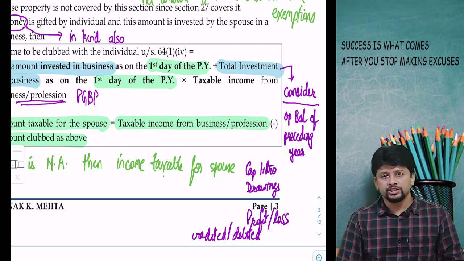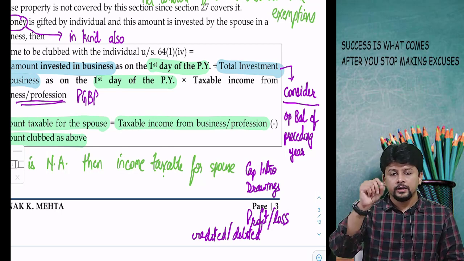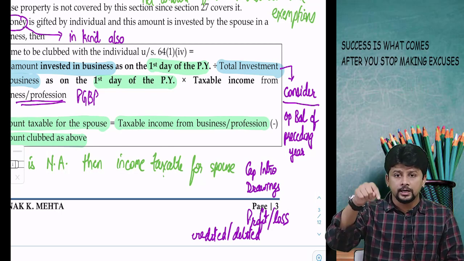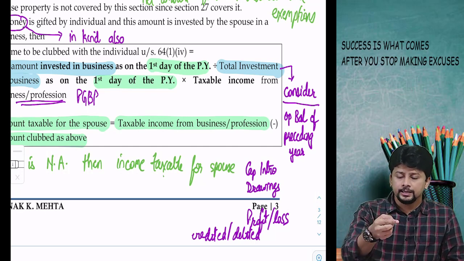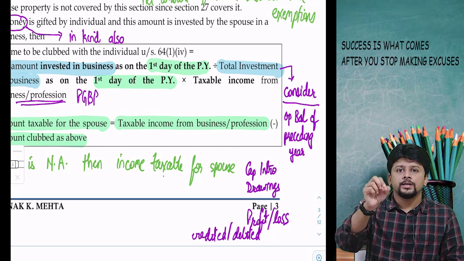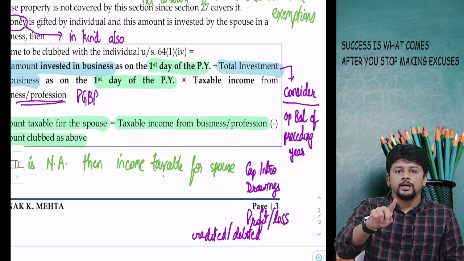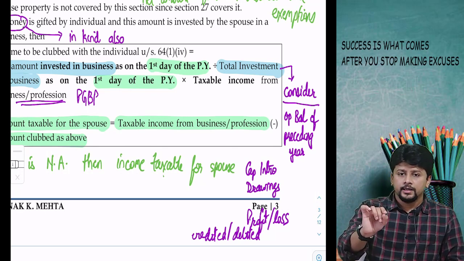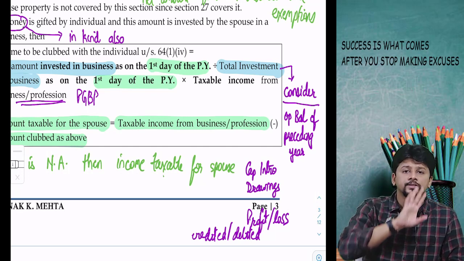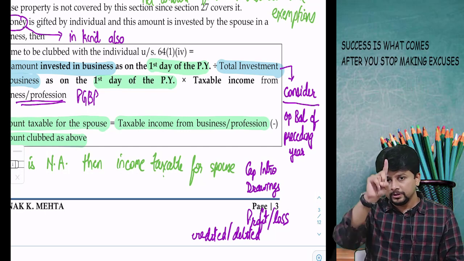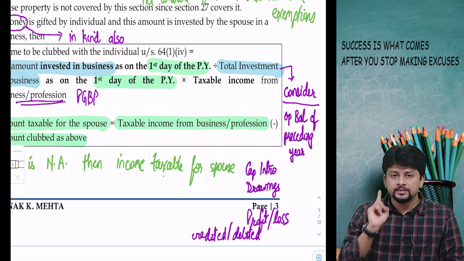Many a times what the question tells you is, it gives you information not only about the current year but also 1 year prior to that, and it is asking you what will be the situation in the current year, will clubbing apply or not. So you will require the opening balance as at the beginning of the current year, which means you will require closing balance of the last year. For that purpose, you will have to take into account all these things.